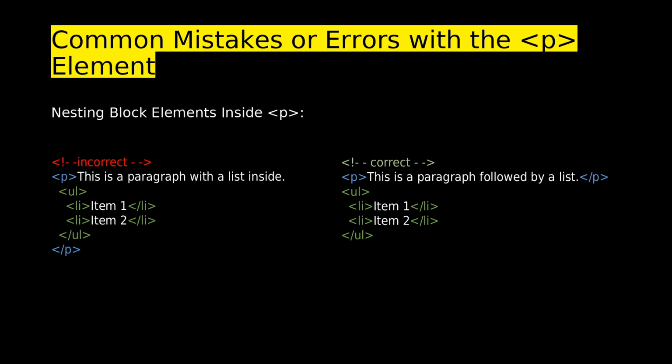The correct way is to type the paragraph element and close the paragraph element. Afterwards, you can add any other elements, in this example an unordered list. Omitting closing tags. HTML5 allows self-closing tags, but omitting the closing paragraph element can lead to unexpected layout issues. So in this example over here, you can see we have two paragraph elements but without their closing tags. The correct way is to ensure that you do not forget the opening and the closing tag.